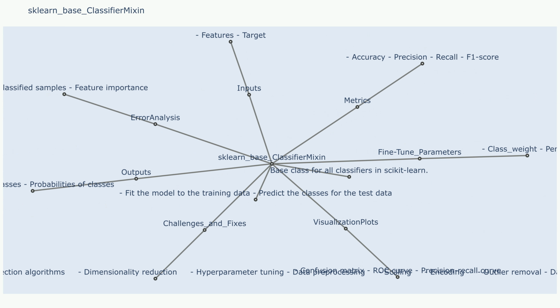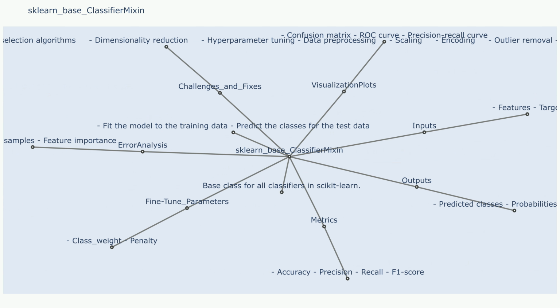Metrics: accuracy. The proportion of correctly classified instances. Precision. The proportion of correctly predicted positive instances among all instances predicted as positive. Recall. The proportion of correctly predicted positive instances among all actual positive instances. F1 score. The harmonic mean of precision and recall.